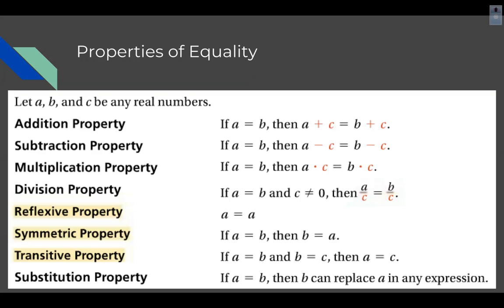It's symmetrical. Transitive property says that if we have A is equal to B and B is equal to C, then we can say that A is equal to C. So if you have two equations that are equal to the same value, then you can set those two equations equal to each other, because of the transitive property. And the last one is substitution. If A is equal to B, then B can be replaced anywhere there's an A in that expression. That's called substitution. When you solved systems of equations by using substitution, this is what you did. You substituted an equal value in place of another variable.